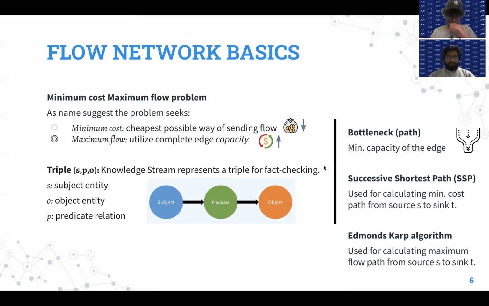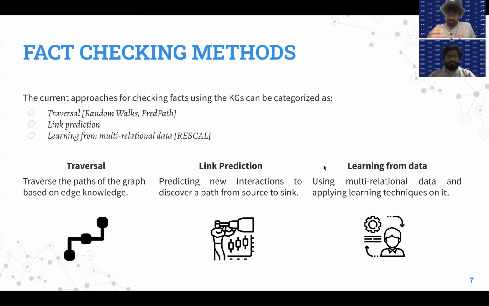Before we discuss the algorithm, let's discuss what a triple is. Triple is basically a terminology in the semantic web, and this research paper uses it to represent a fact. It consists of a subject and an object, and the relation between the subject and object is called the predicate. A bottleneck is the minimum capacity of the edge.